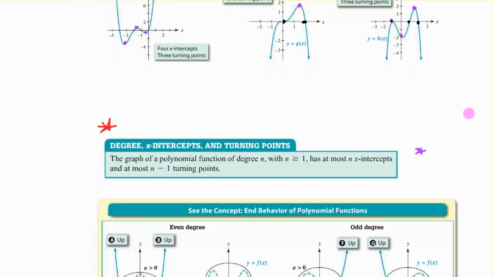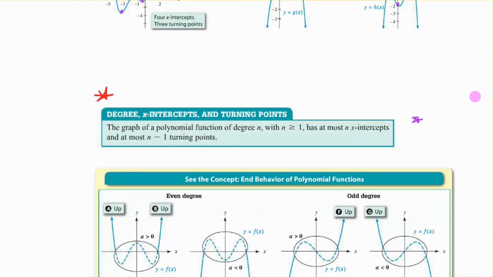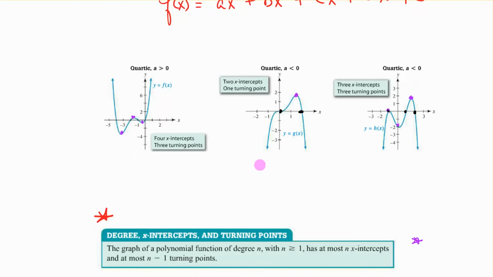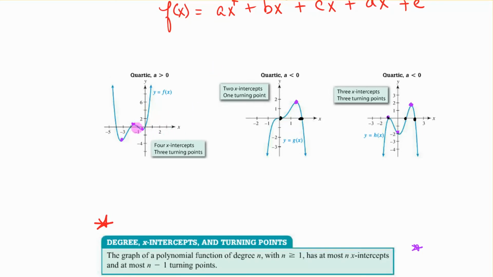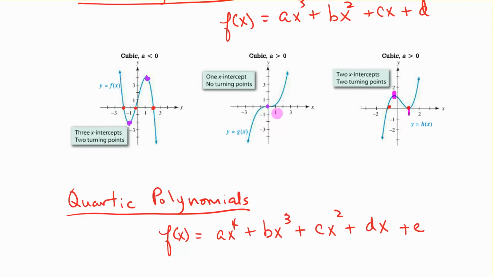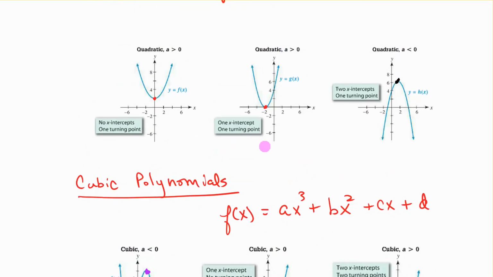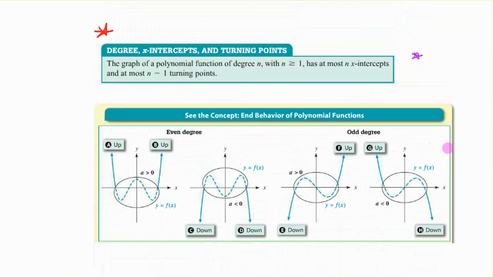What we should gather from looking at those different ones is that the graph of a polynomial function of degree n, with n being at least 1, has at most n x-intercepts. So what we found, a 4th degree could have at most 4 x-intercepts, those were 1, 2, 3, 4. For a cubic we could have at most 3, and for a quadratic at most 2. Right here we had 2. So that's something to remember.